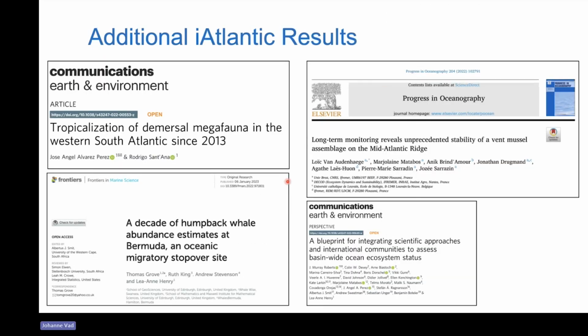Very briefly, I just want to highlight that the two analyses, or the two study regions that I showed results for today, are really not all that's been done within this work package. We have a whole host of publications that have come out in recent years from the iAtlantic research project. I'd particularly like to highlight the work from our Brazilian partners, who have used fisheries landing data to show how you have tropicalization of the demersal megafauna in the South Atlantic since 2013. This is a really interesting paper showing how we can use unconventional data sets to look for temporal signals of change. It's a really great effort from the Brazilian partners.